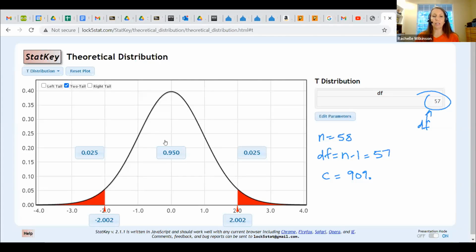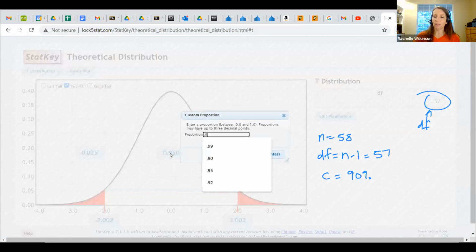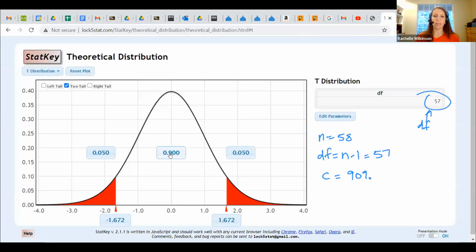We change the number in the center box to be the same as our confidence level. So I'm changing that to be 0.90. And then this bottom box here is going to be my T star. So this center box here, that's my confidence level. And then that makes this bottom box here my T star value. So that's the number that I would use if I was constructing a confidence interval.